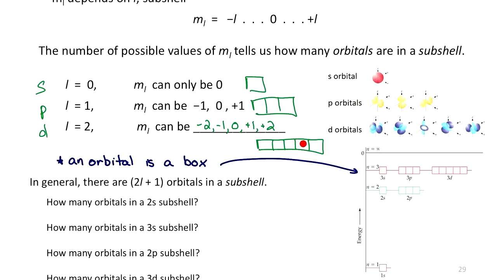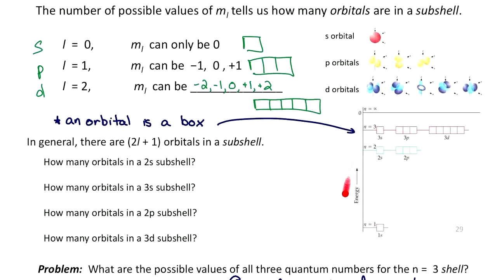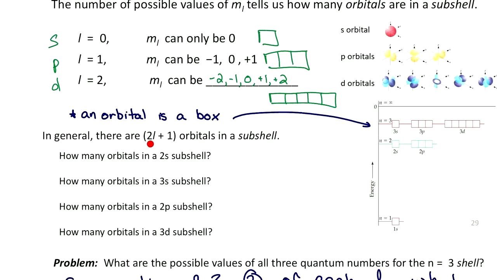All d orbitals will have 5 boxes, right? Because our ml quantum numbers are always related to the L quantum number. And that's what you see here in our orbital diagram. All of our s orbitals have 1 box. All of our p orbitals, whether it's 2p or 3p, have 3 boxes. All of our 3d orbitals here have 5 boxes. So in general, the number of boxes, the number of orbitals in a subshell, is 2l + 1. But you can also determine that by determining the possible values of our ml quantum numbers.